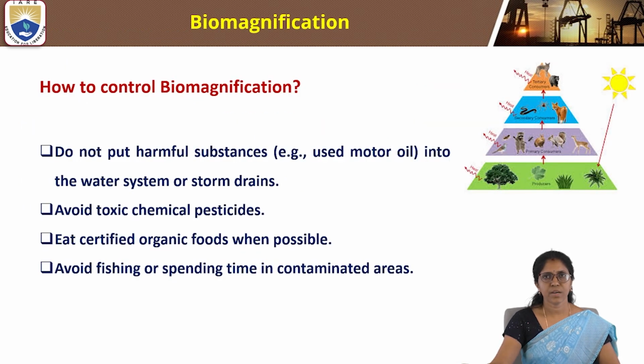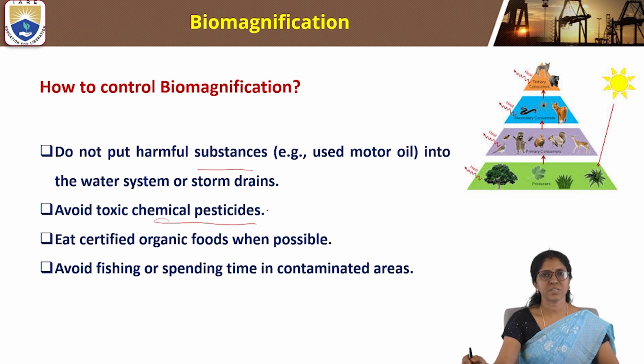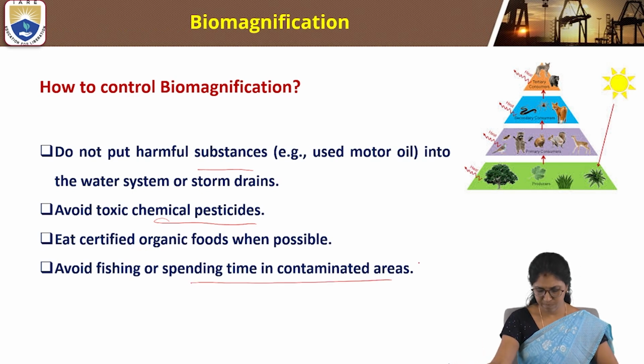So, how to control biomagnification? Do not put harmful substances into the water systems or storm drains, avoid toxic chemical pesticides, eat certified organic foods when possible, and avoid fishing or spending time in contaminated areas.